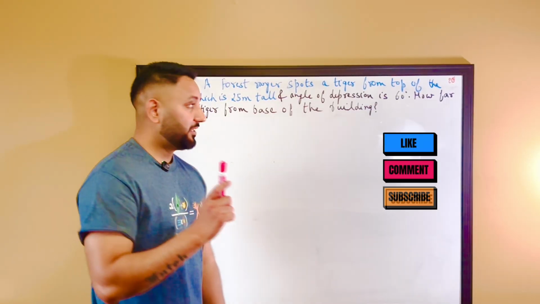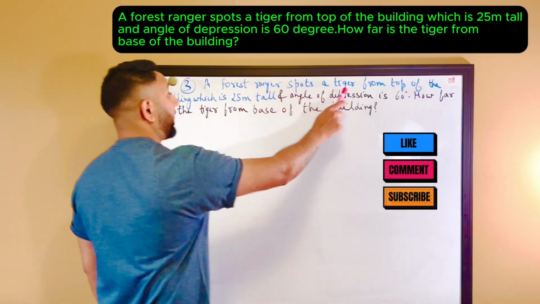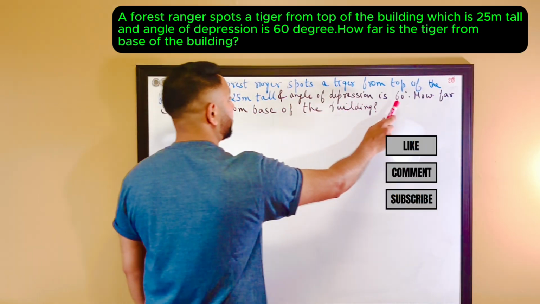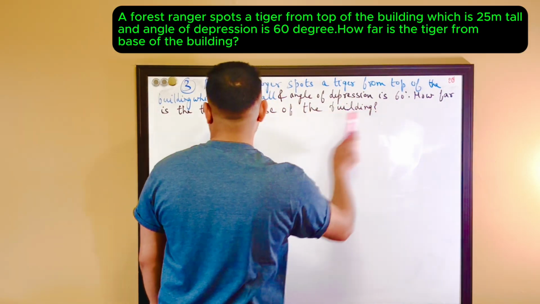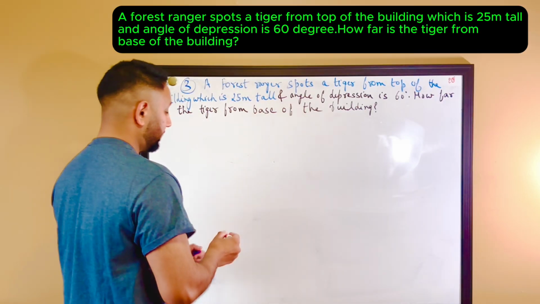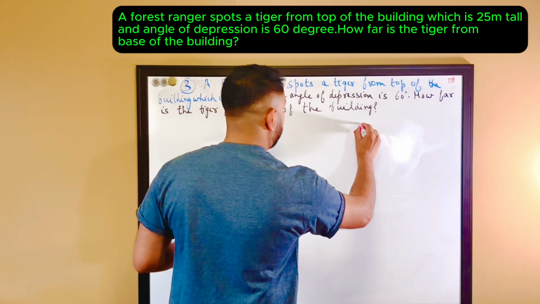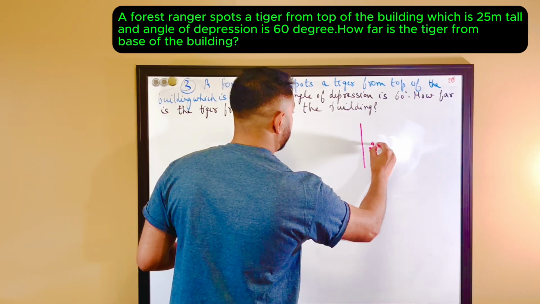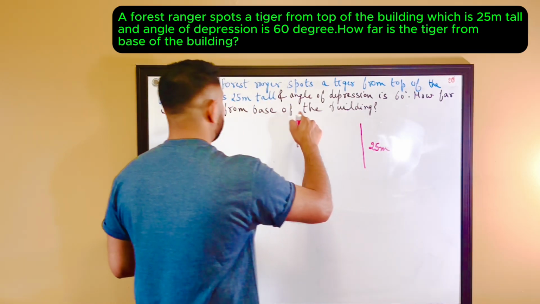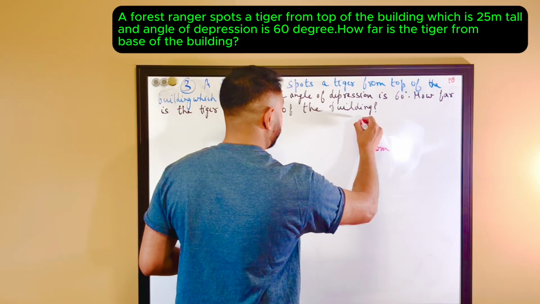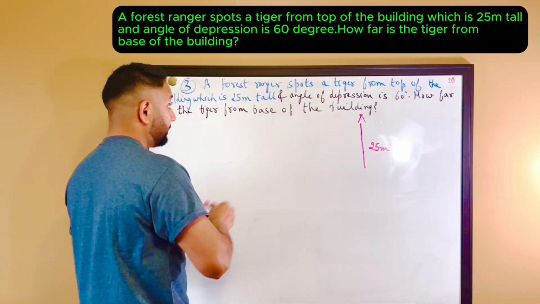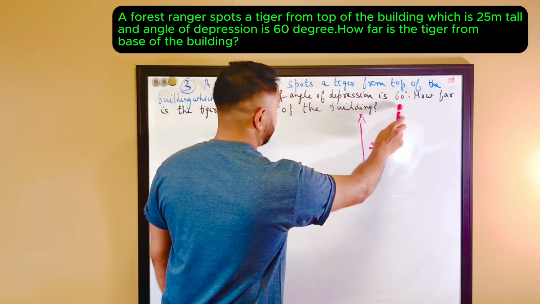So our third example is: a forest ranger spots a tiger from the top of a building which is 25 meter tall and the angle of depression is 60 degree. How far is the tiger from the base of the building? Let's say this is the building which is 25 meter tall, and let's suppose the ranger is here. And the angle of depression is 60 degree.